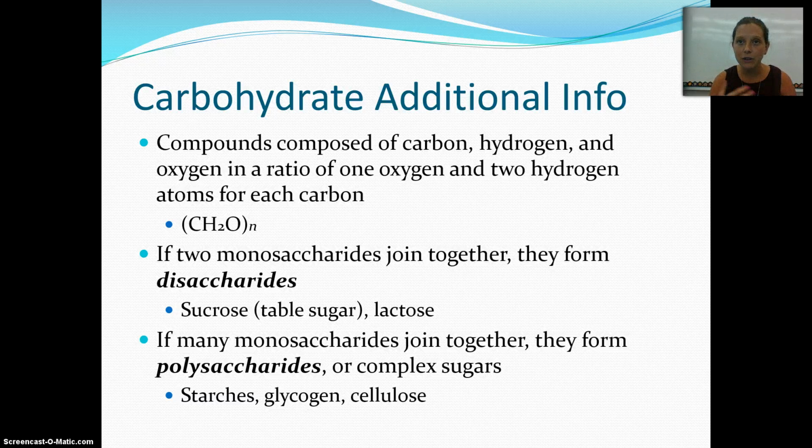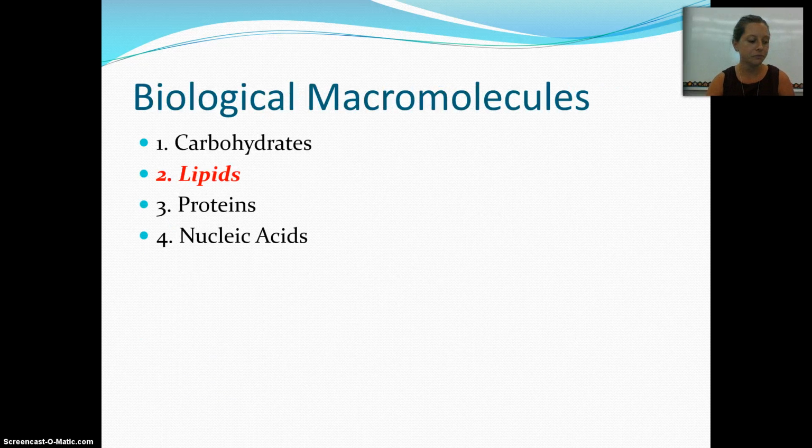Now, if you have lots of those simple sugars joined together, you call that a polysaccharide, because remember, poly means many, so you have many monosaccharides joined together. So starches like you find in pasta and potatoes, glycogen, cellulose, all of those are going to be examples of polysaccharides. Okay, that leaves us done with carbohydrates.